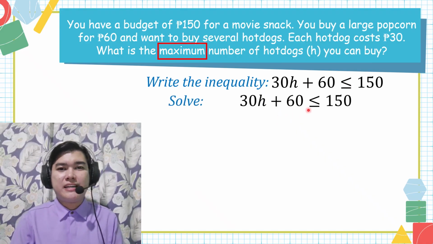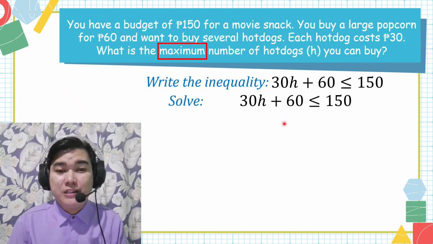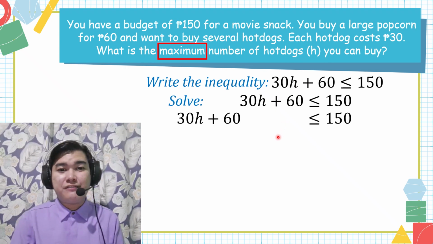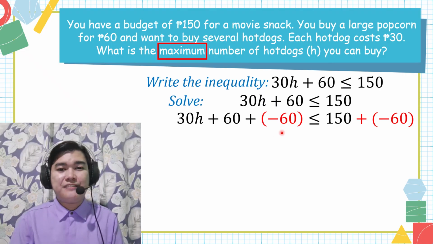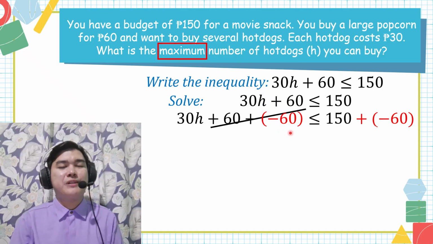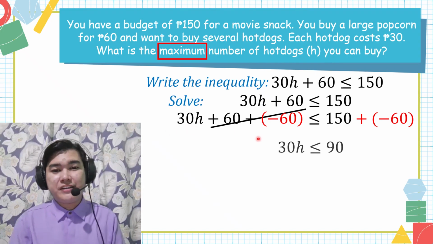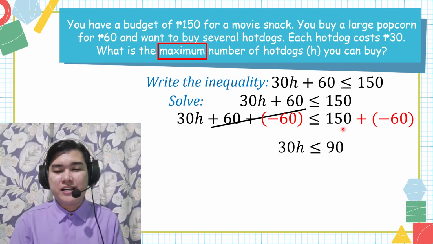First, let us remove 60 on the left side of the inequality. We will look for the additive inverse of 60, and that is negative 60. So 60 plus negative 60 will be equal to 0. The remaining term on the left side of the inequality is 30h. On the other side, we have 150 plus negative 60, which is equal to 90.